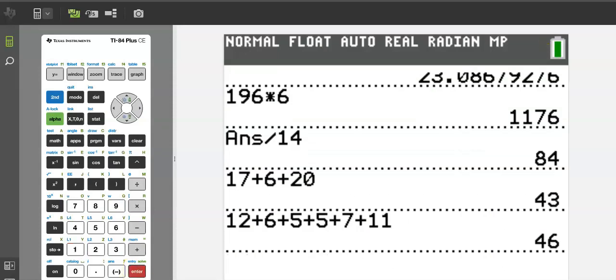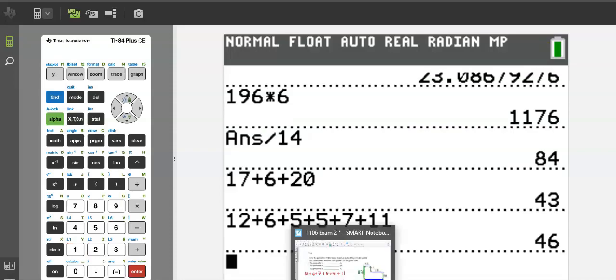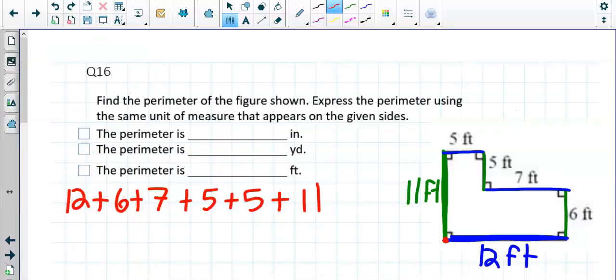Hit enter, and there's your perimeter. 46, and then what's the label? Well, if you look at the picture, everything's in feet. So we're down here at the last one, and it's 46 feet. Again, perimeter is just add up all the information around the outside.